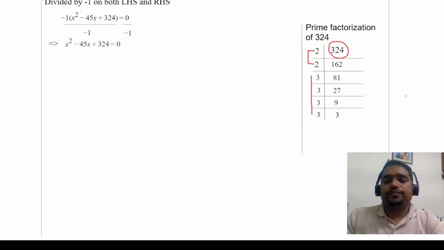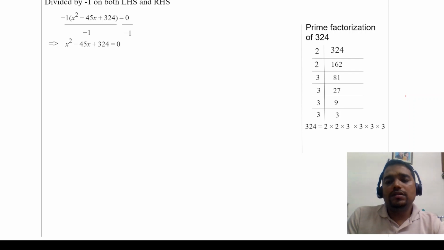Now we will arrange the terms like this: the prime factorization of 324 gives the factors in the form of 2, 2 times, and 3, 4 times. Now we have to rearrange these numbers in such a way that upon addition or subtraction of these numbers we get 45. So how do we do that?